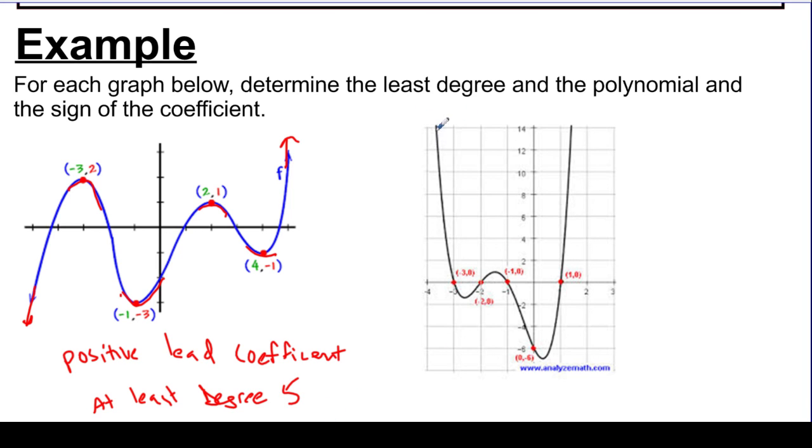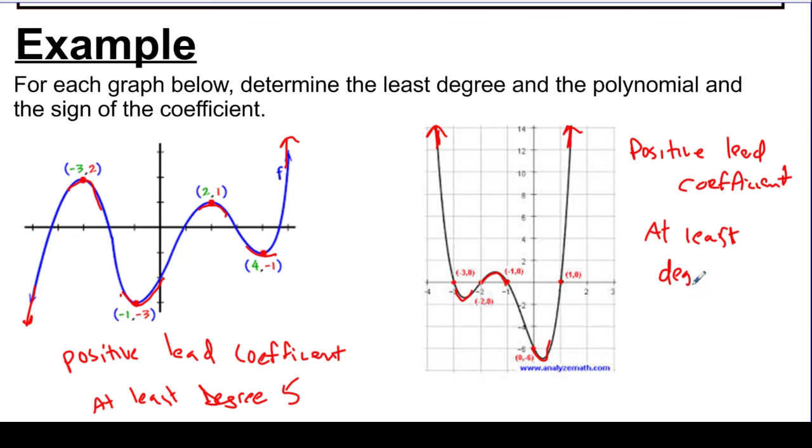Okay, so the second one's the same thing, but again, in this case, it's traveling up, up. Okay, so those endpoints are telling me that again I have a positive lead coefficient. And if I'm looking at the turns to figure out the least degree, I'd say it's turning in this case once, twice, 3 times, which means it's at least degree 4, right? Because if I have 3 turning points, it will be at least degree 4.